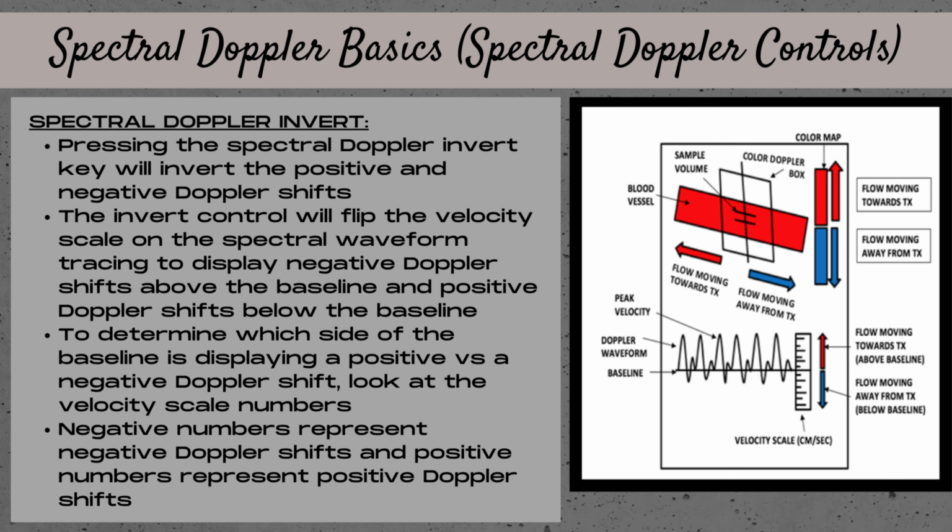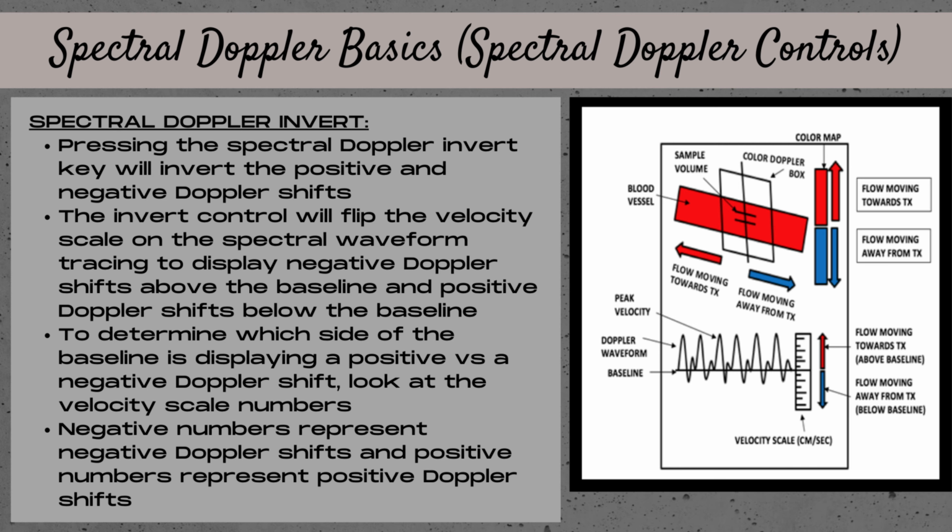When using spectral Doppler ultrasound, there is a control known as the spectral Doppler invert. And pressing this key inverts the positive and the negative Doppler shifts. It flips the velocity scale on the spectral waveform tracing to display negative Doppler shifts above the baseline and positive Doppler shifts below the baseline. And this is opposite what happens with color Doppler. When the invert key is pressed with color Doppler, the positive and negative Doppler shifts stay in the same locations, and only the color changes. With spectral Doppler, the positive and negative Doppler shifts actually change positions.